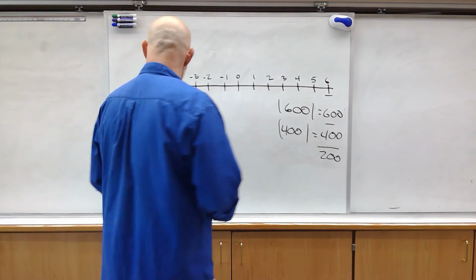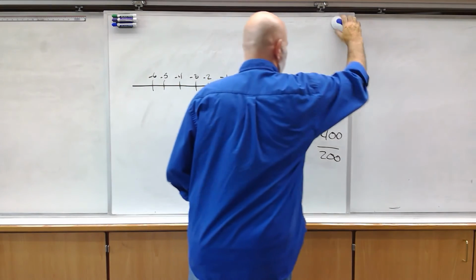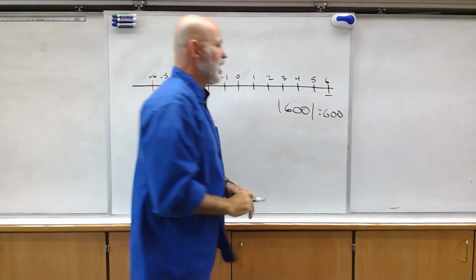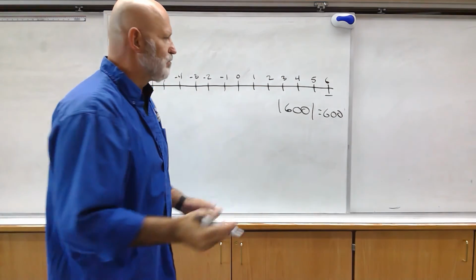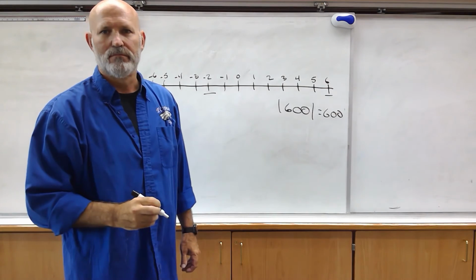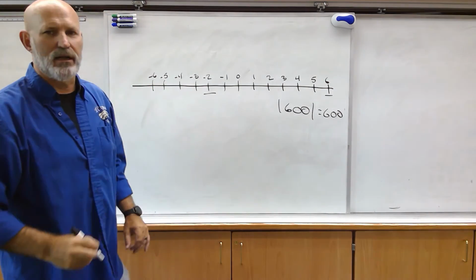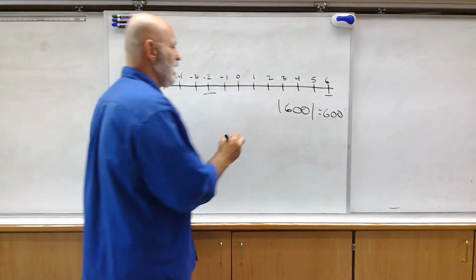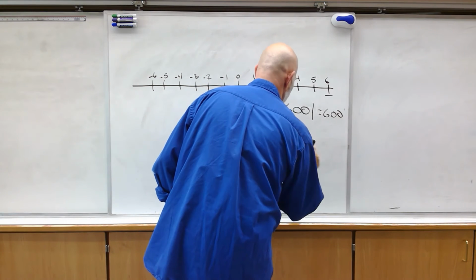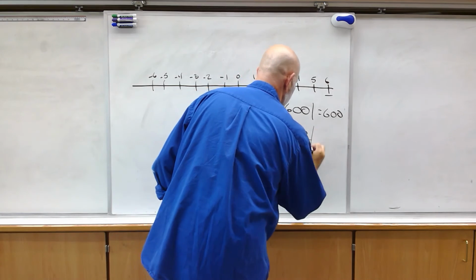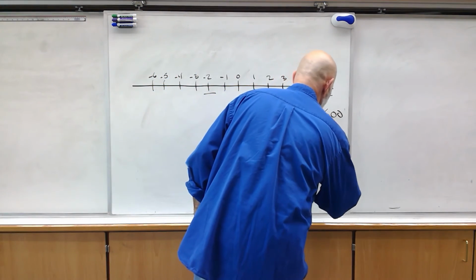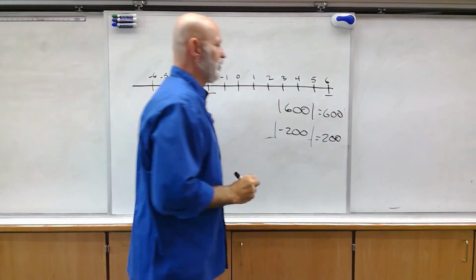Now let's say you have $600 in your bank account, and you go and look at it, and all of a sudden you've got negative 200. That's not a good thing. You're like, oh man, I'm overdrawn. So now you say, I've got negative 200. I put my absolute value brackets on there, and that gives me 200 away from 0.